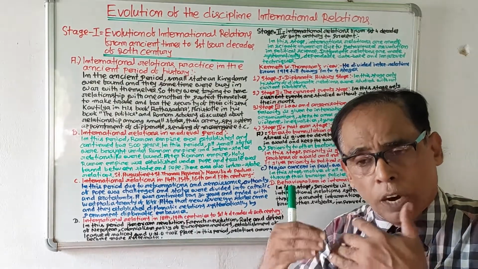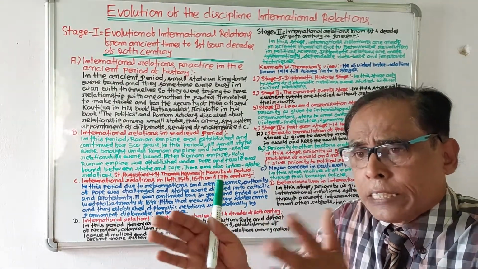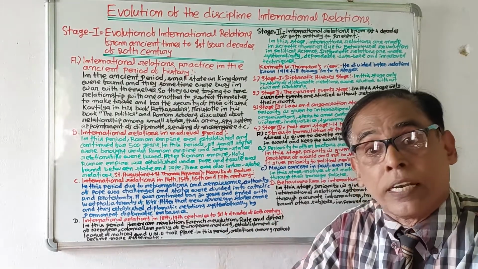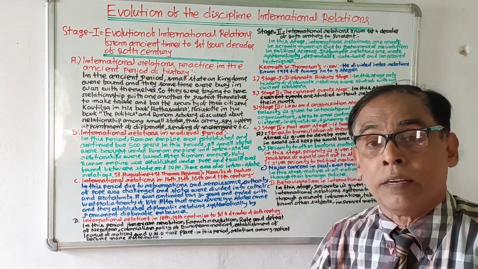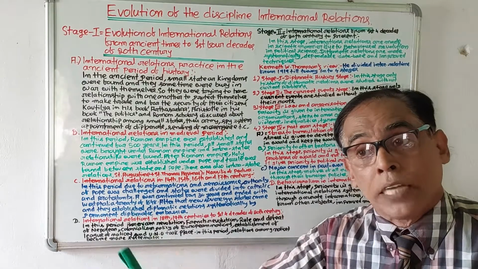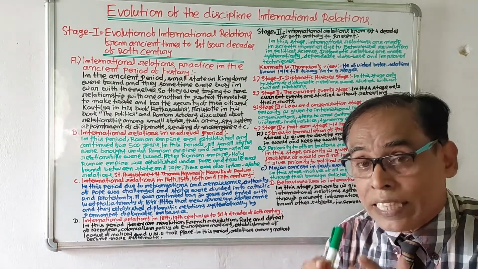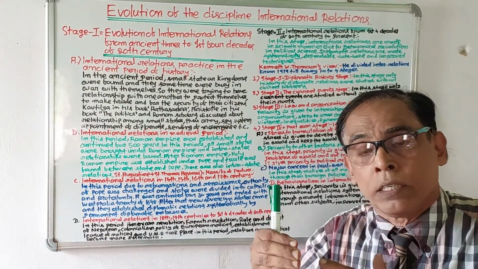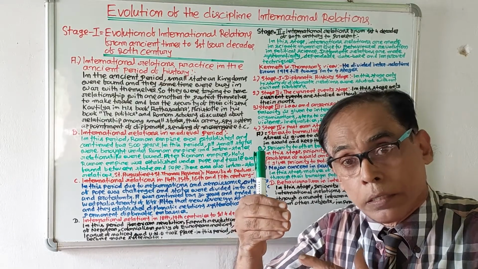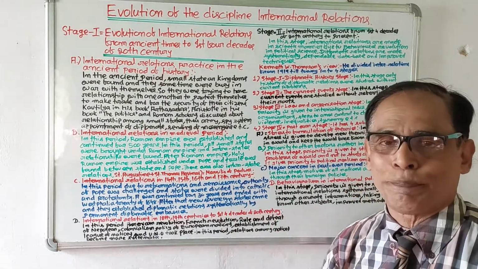So after 1648, when independent states came, they established relationships with one another systematically. They established permanent embassies in different places. So at that time, international relations developed in a systematic way.